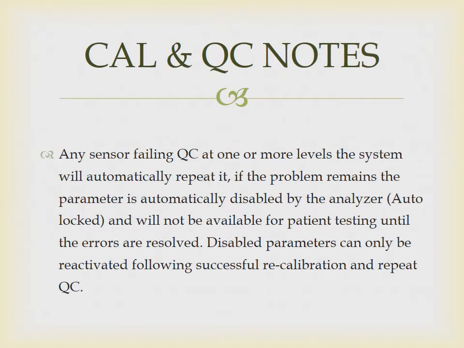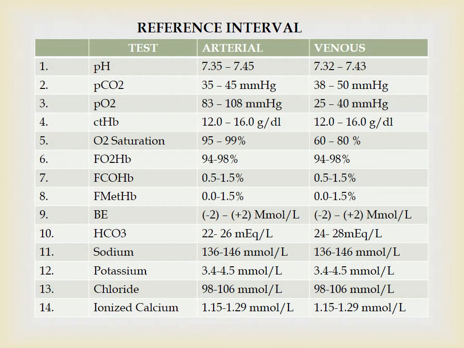Note that in calibration and quality control, for any sensor failing QC at 1 or more levels, the system will automatically repeat it. If the problem remains, the parameter is automatically disabled by the analyzer, auto-locked, and will not be available for patient testing until the errors are resolved. Disabled parameters can only be reactivated following successful recalibration and repeat QC. Check in the table the following tests with their specific reference interval if from arterial or venous samples.